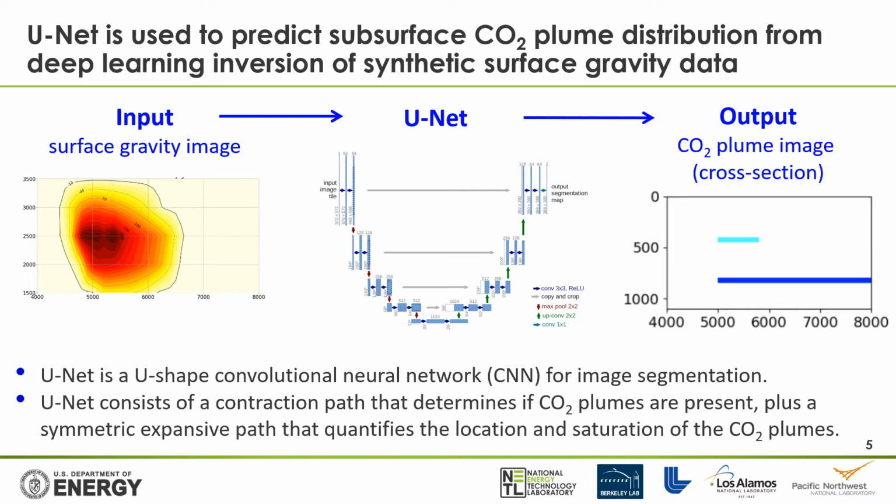Image segmentation is often used to locate objects on an input image. Deep learning inversion is much more complicated than a simple image segmentation. We need to locate subsurface CO2 plumes from surface gravity data. These are 2 completely different images in 2 different spatial domains.